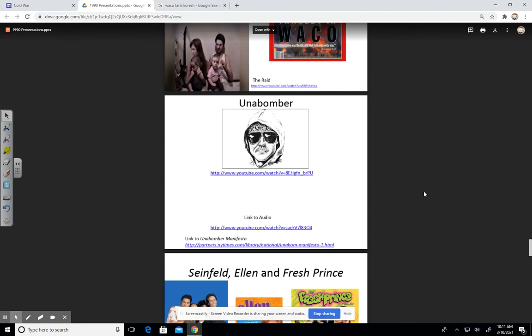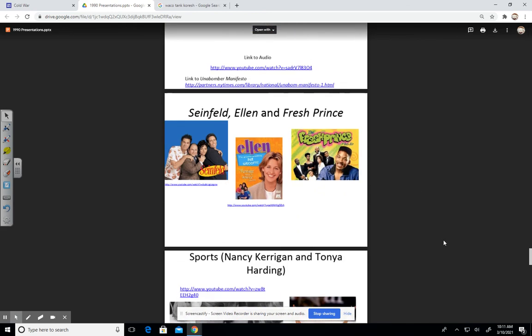In the 80s, going into the 90s, the Unabomber was somebody who was sending bombs to politicians as well as college campuses. And this individual becomes known as the Unabomber. His name was actually Ted Kaczynski. And Ted Kaczynski was later found when they linked his Unabomber manifesto to this former professor.